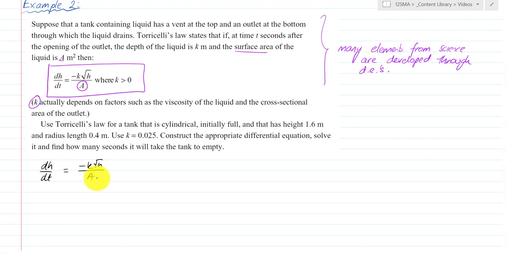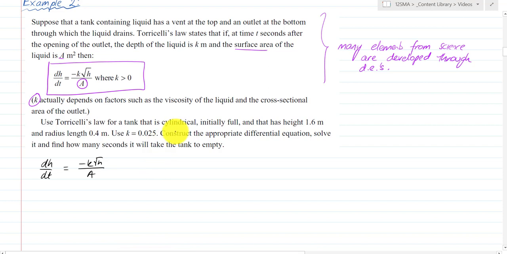It says, use Torricelli's law for a tank that is cylindrical, initially full, and that has a height of 1.6 meters and a radius of 0.4 meters. Use K equals 0.025, construct an appropriate differential equation, solve it, and find how many seconds it will take for the tank to empty. Okay, so it'll be empty. So when is h equals 0? That's what we're after.